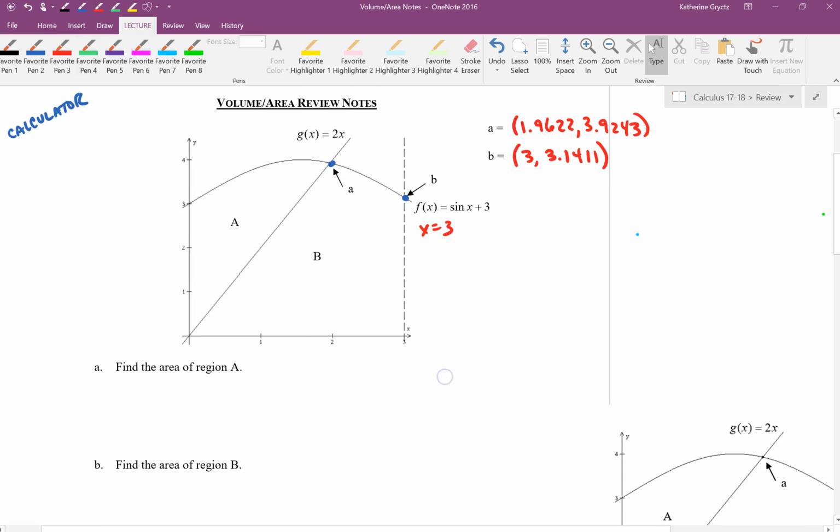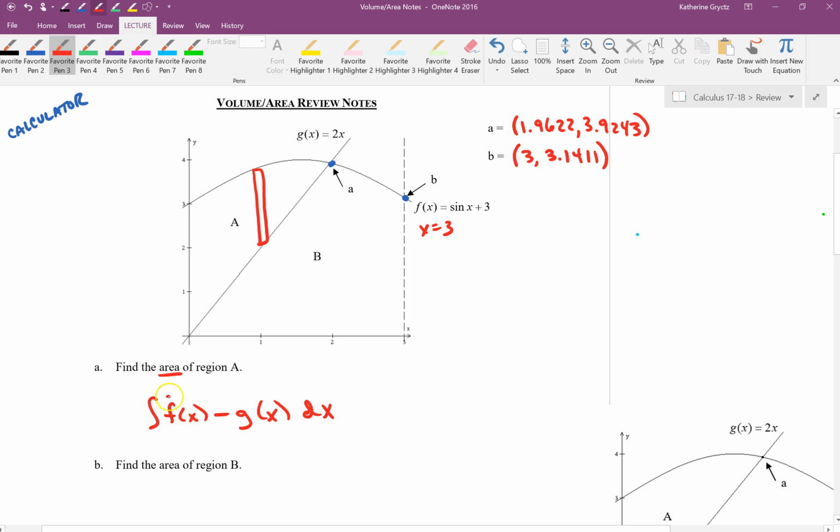Okay, so first one says find the area of region A. Anytime they ask us to do area, we're going to give a positive. We're going to do top minus bottom. So generally, unless they tell us differently, we're going to do our areas in the dx. So we're going to make our rectangles perpendicular to the x-axis here. So area of region A, the top would be f of x. The bottom would be g of x.